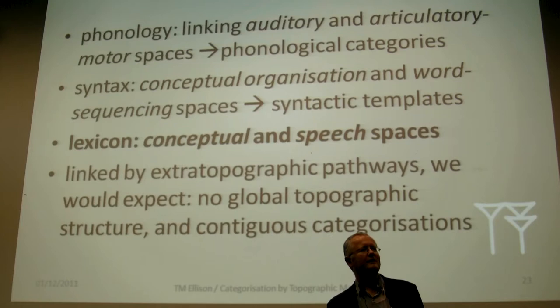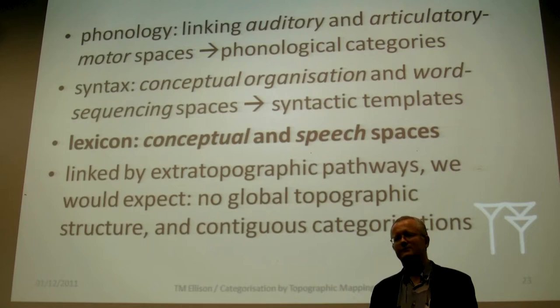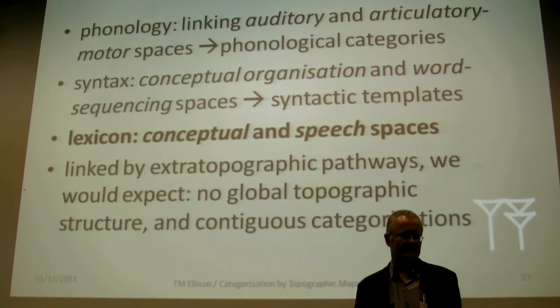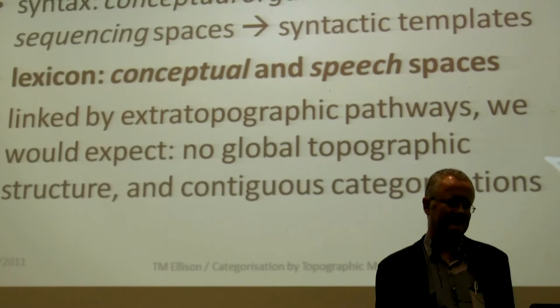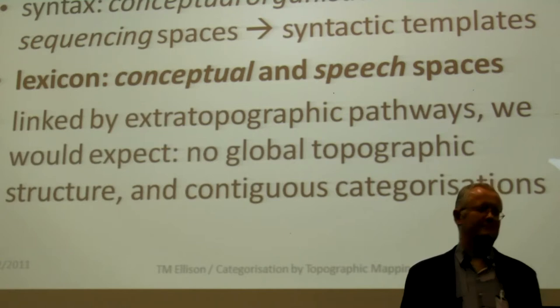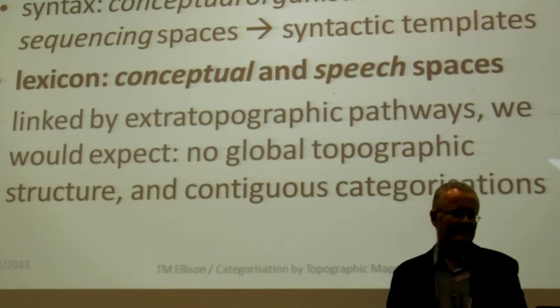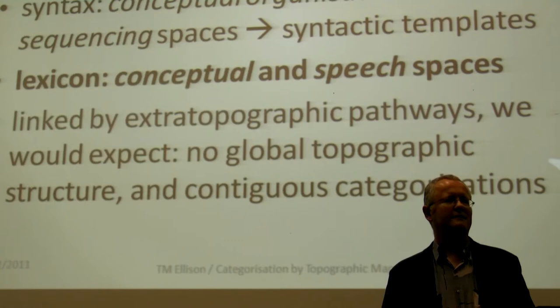The important one for today's talk is the lexicon, where we have some kind of conceptual space being associated with what I'm calling a speech space, which is both speech production and perception. And it seems that if these are linked by these kinds of extra-topographic mappings, ones that are not prototypical topographic mappings, then we'd expect to get the kinds of effects we see: no global topographic structure and contiguous categorizations.